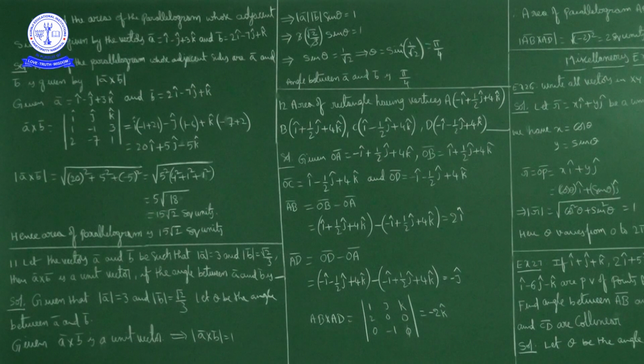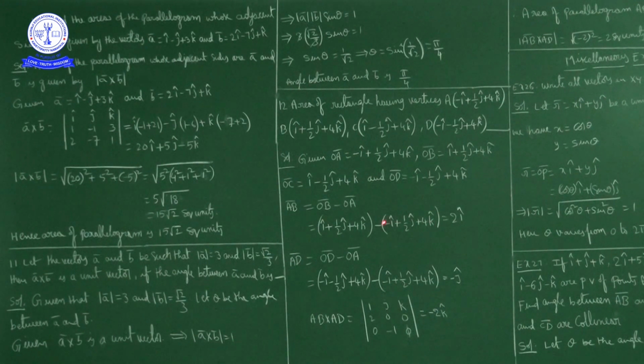Okay. Now AB bar. AB bar is what now? OB bar minus OA bar. What is OB bar? I cap plus 1 by 2 j cap plus 4k cap, minus OA bar. OA bar is what now? Minus I cap plus 1 by 2 j cap plus 4k cap.